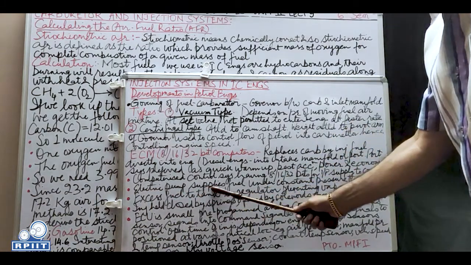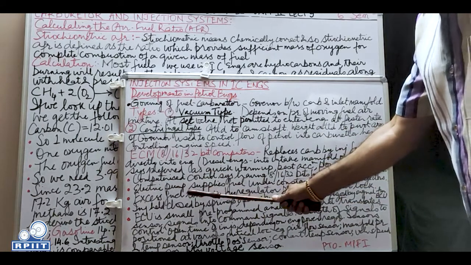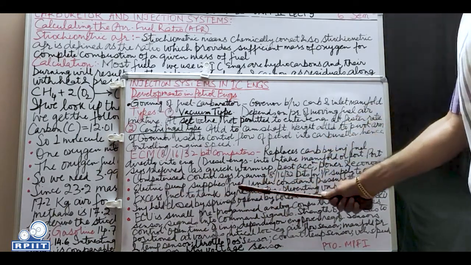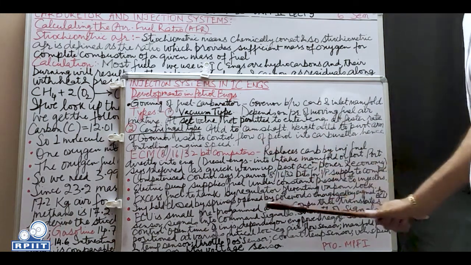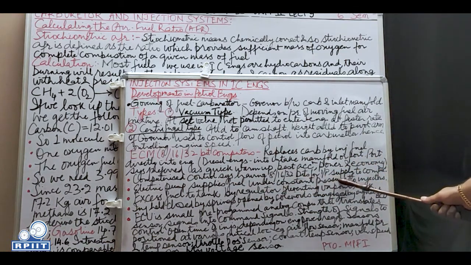Electric pump supplies. Now, the diagram is in the next chart. We understand it here and I'll explain it to you on the diagram. The electric pump supplies fuel under constant pressure to the injectors. This is just the concept. The electric pump supplies fuel under constant pressure, and it's a very high pressure.